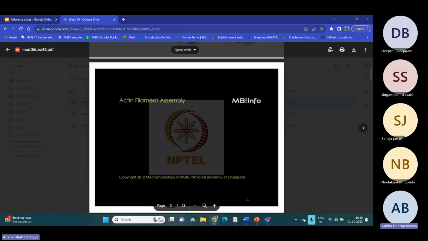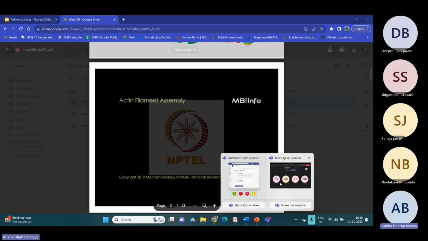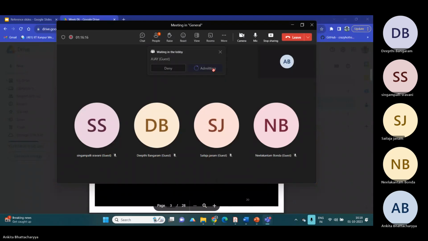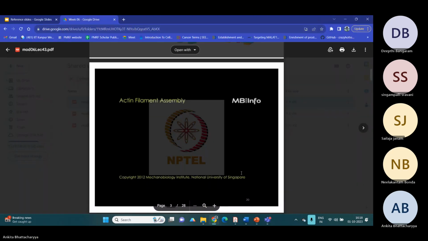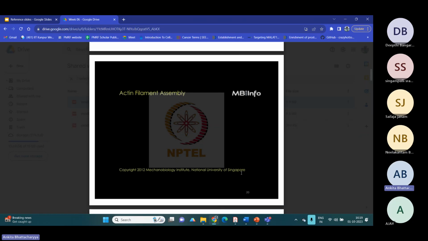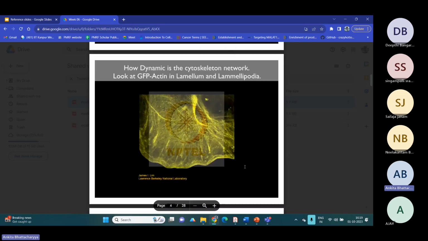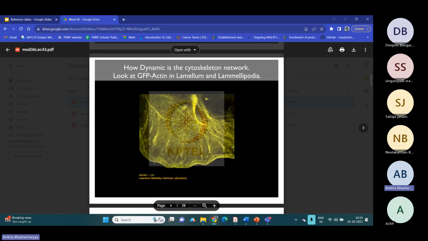Then there was a video on actin filament assembly. We have looked at it also in the slides about the proteins that were involved, how formin, ARP2/3, along with branching and other proteins are involved in polymerization, in support, in cross-linking, etc. All of the different proteins that are involved, we looked at them. Then how the dynamic nature of the cytoskeleton can be studied, how lamellipodia are involved in it.